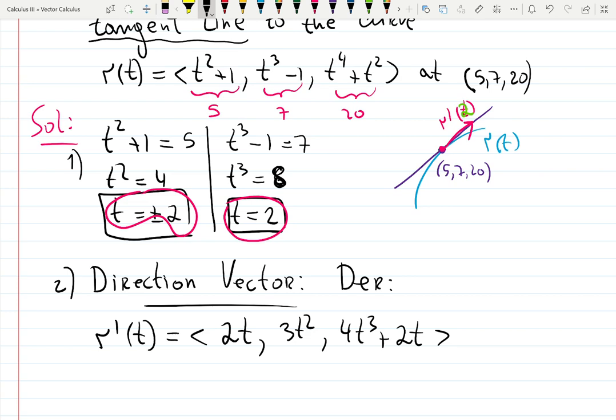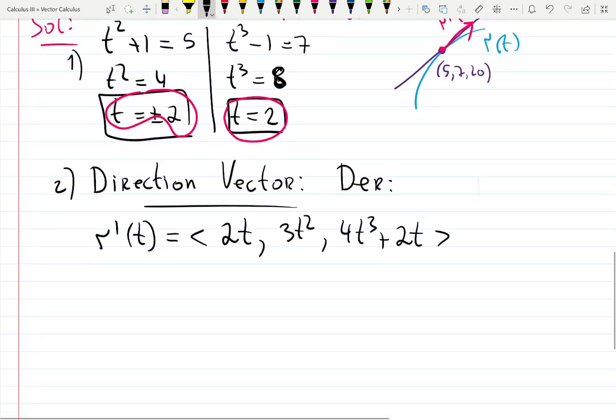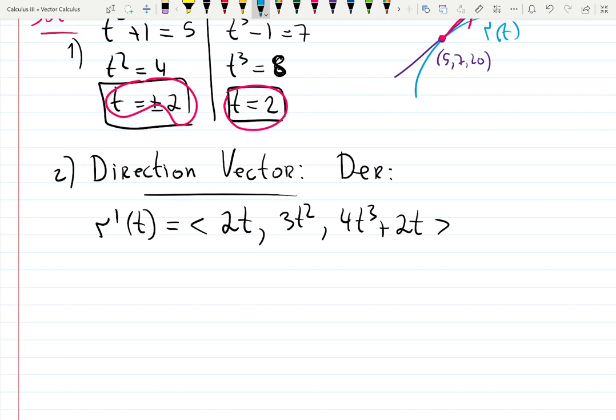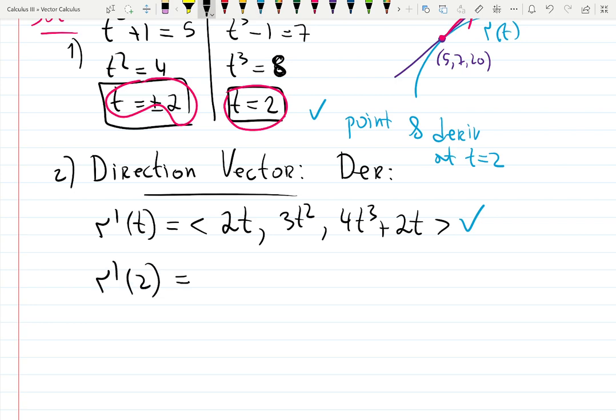I remember people stuck with that as well. So we have a derivative. Remember, the equation needs a derivative and a point. Point and derivative at t equals 2. So let's plug in: r prime at 2 is 2 times 2 is 4, then it is 12, and then 36.